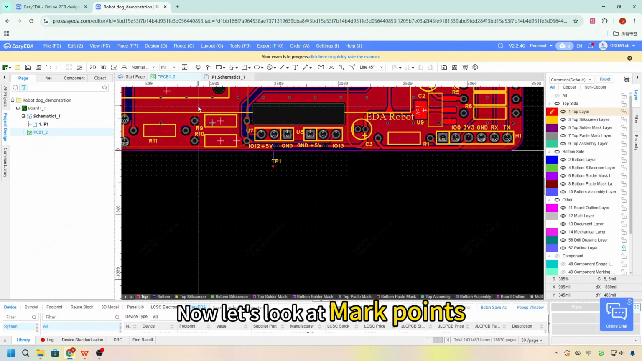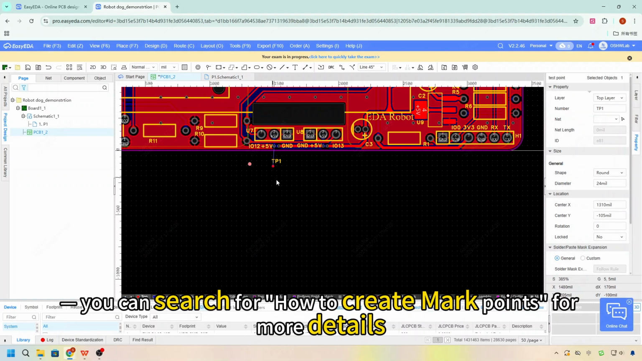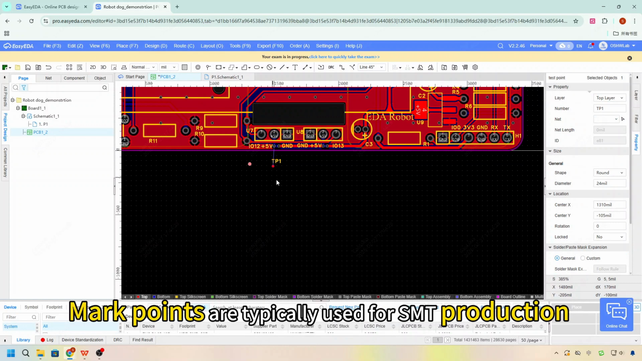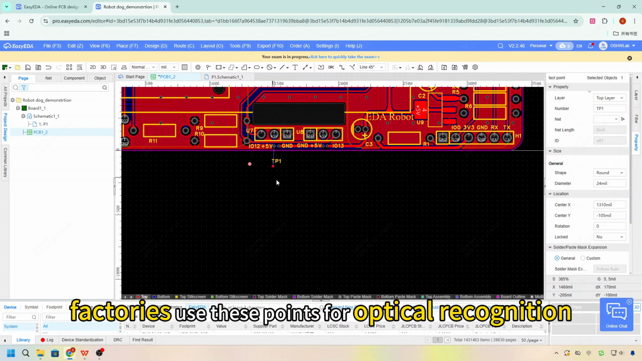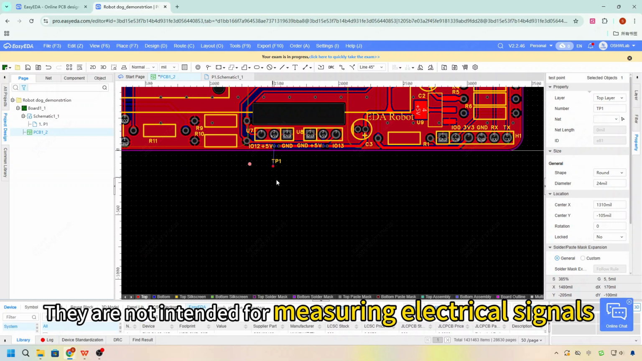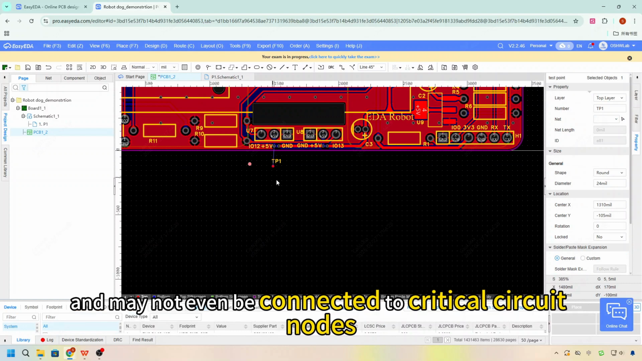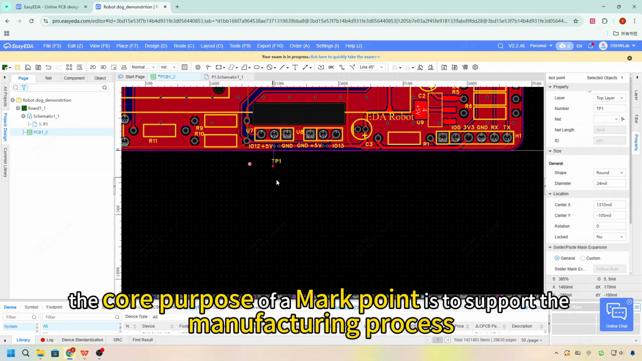Now let's look at the mark points. We introduced how to draw mark points in a previous video. You can search for how to create mark points for more details. Mark points are typically used for SMT production and serve as process reference points. During manufacturing, manufacturers use these points for optical recognition, positioning, or to assist automated equipment operations. They are not intended for measuring electrical signals and may not even be connected to critical circuit nodes. In other words, the core purpose of a mark point is to support the manufacturing process.